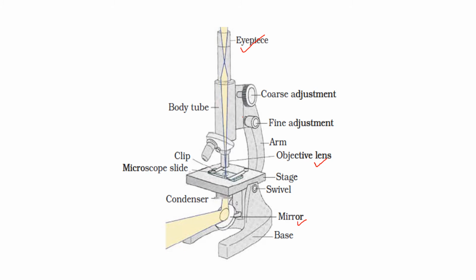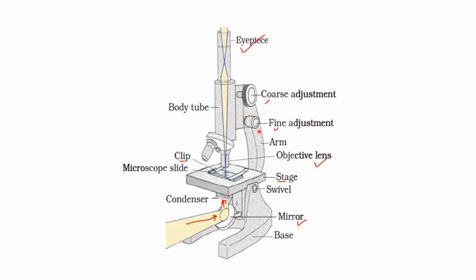So what is the function of this mirror? The light which falls on the mirror is reflected. You can see it is reflecting here, and then this is the slide, and on this slide the object specimen is put. This slide is clamped with the help of two clips. This board on which the slide is put is called the stage. And these are the coarse adjustment and the fine adjustment. With the help of these adjustments we can adjust the distance between the slide and the lens to make the picture clear.